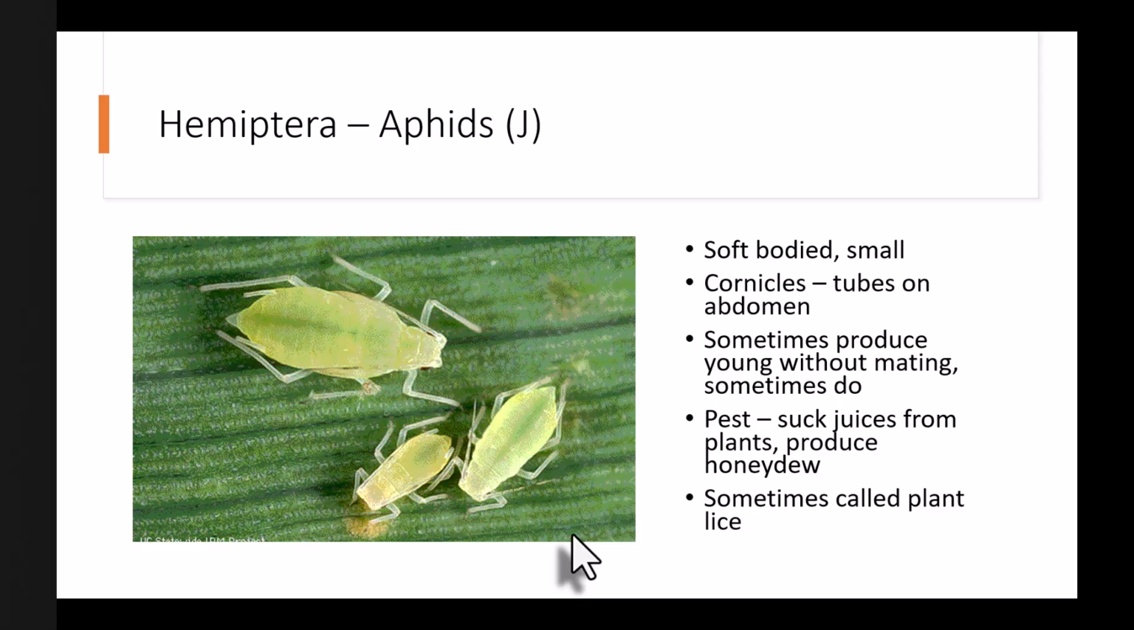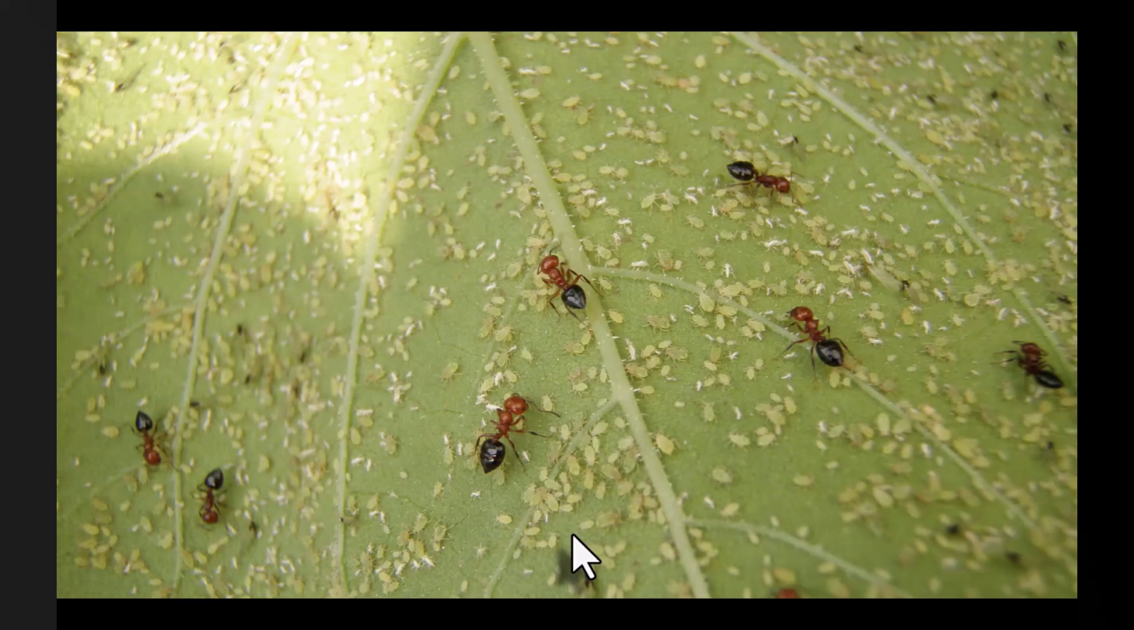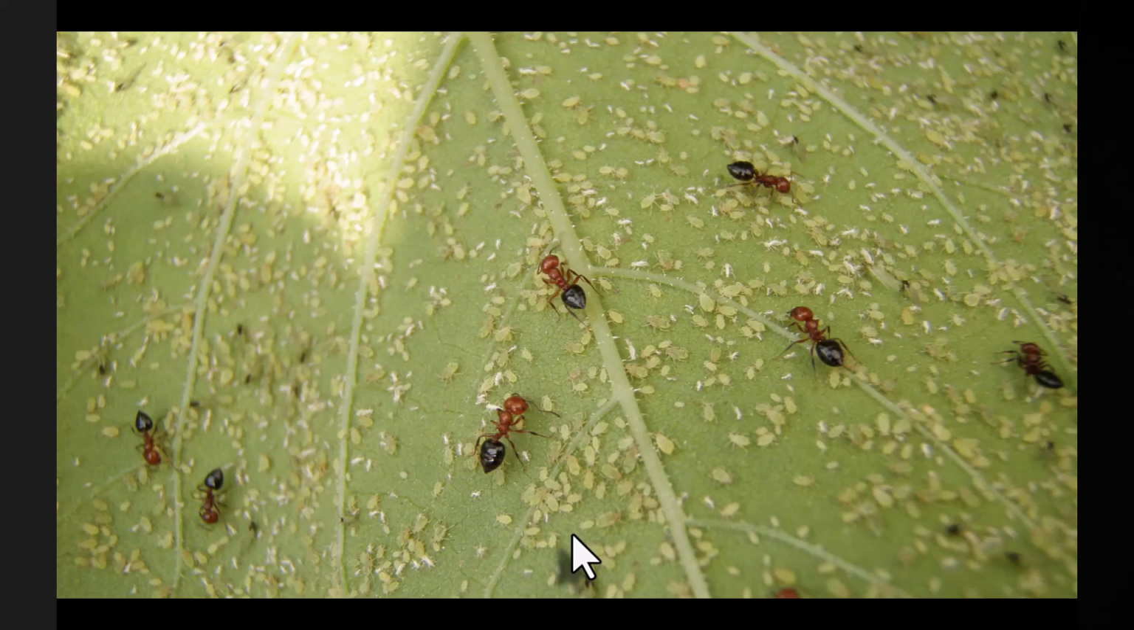Sometimes people call these plant lice, but aphids is the common name that you'll need to know for them, and their host is plants. There are so many different species of aphids, and they're found on nearly any type of plant material that you could imagine. Another thing that will happen with aphids a lot of times is that ants will tend to the aphids. So they help take care of the aphids so that they can drink the honeydew.